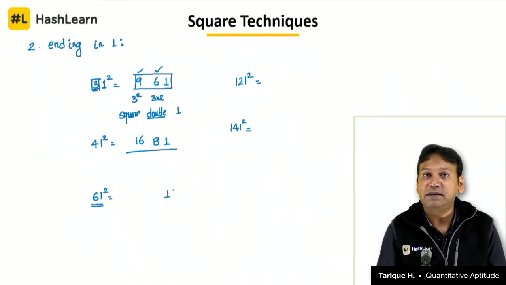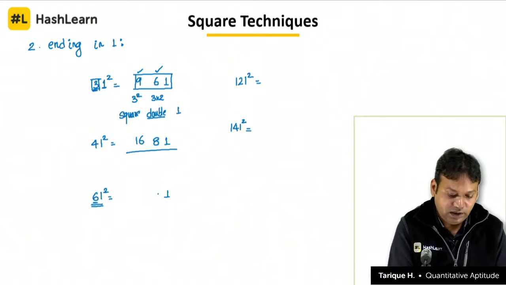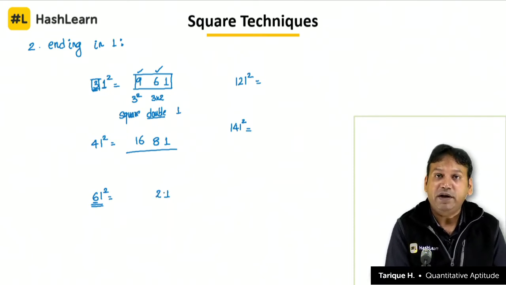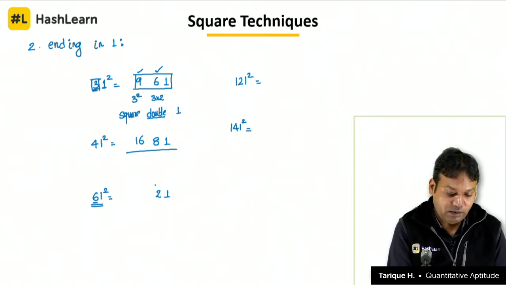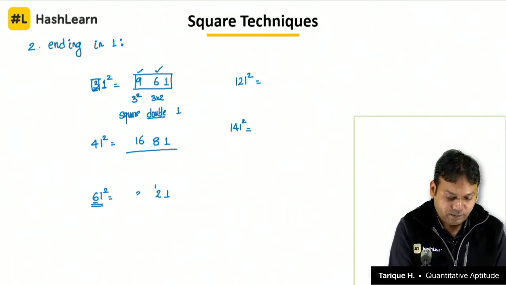First comes 1, that is fixed. Now the number is 6 here, so what we do? Double of 6. Double of 6 is 12. Don't write 12. Take a carry on top of 2, so that will become 1. Now what is 6 square? 36. But this carry is here, no? This carry we should add. तो carry आता है, उसको add करिए, आपको number आ जाएगा 3721. Just focus on this technique.